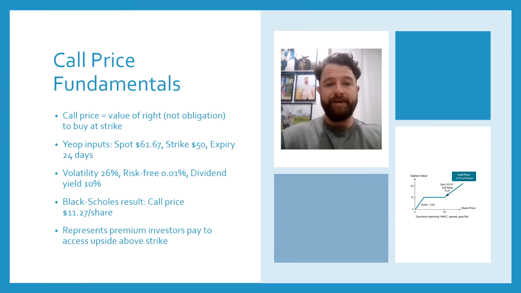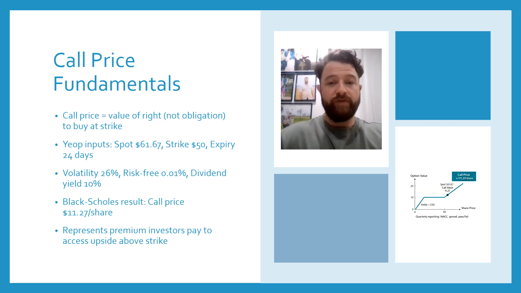Call price fundamentals. The call price measures the value of a right, not an obligation, to buy shares at a set strike price. For Yope, the spot price is $61.67. The strike is $50. Expiry is 24 days. Volatility is 26%. The risk-free rate is 0.01%, and the dividend yield is 10%.